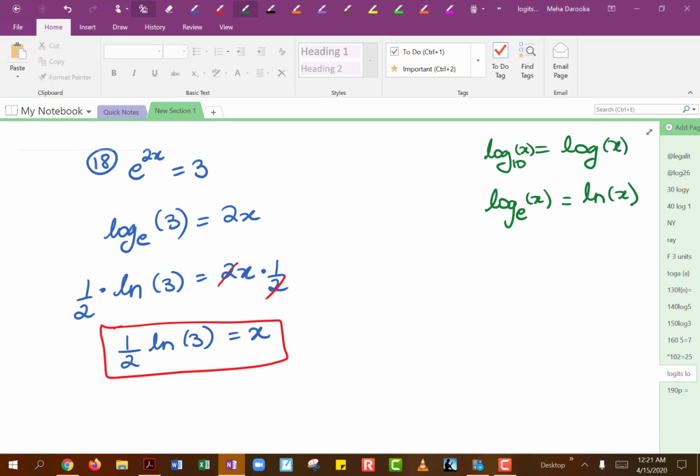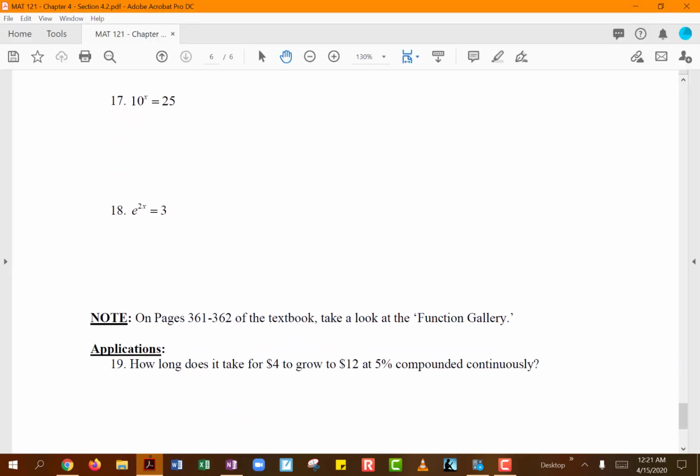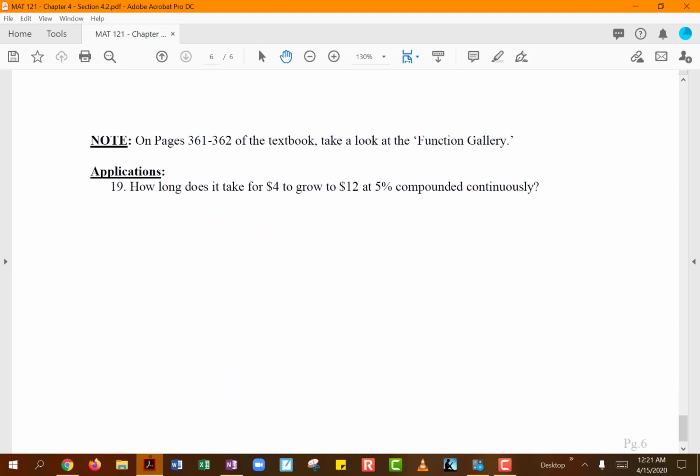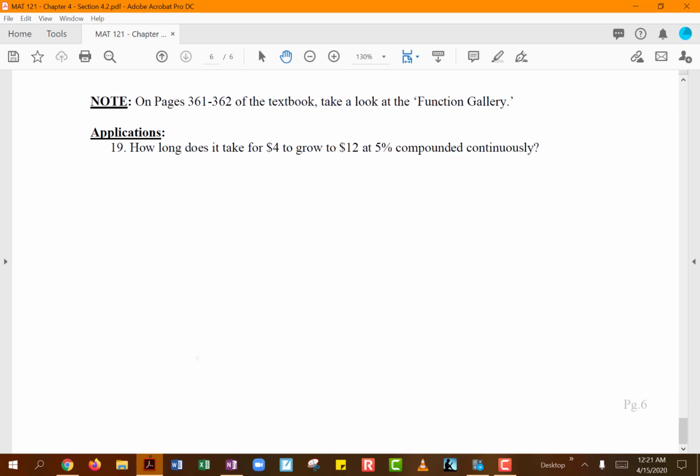They're basically saying you have a function gallery in your textbook pages if you want to take a look at those. But the very last example that we have here is where we want to talk about an application. They are saying: how long does it take for $4 to grow to $12 at 5% compounded continuously? So that means the $4 is the money that we first invested, so that's going to be our principal. It's going to grow to $12, which means that's my future amount, so that's our A value.